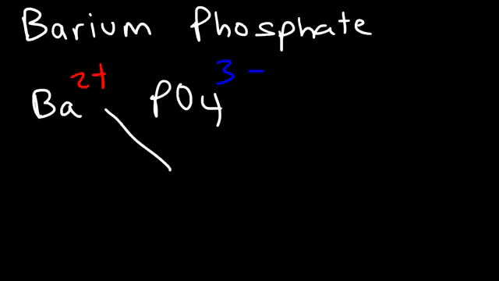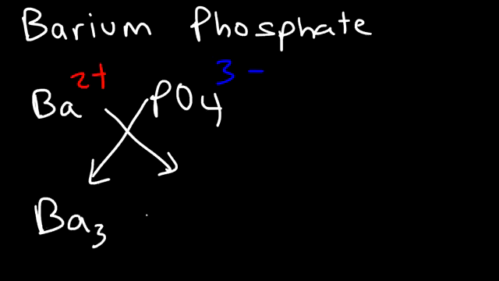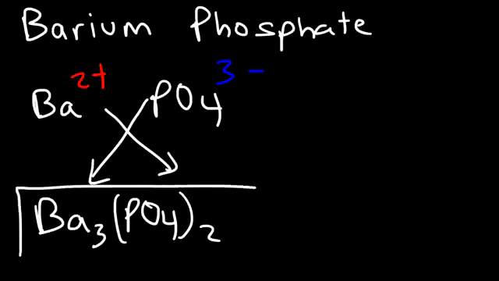Now using what some call the crisscross method, this is going to be Ba3PO4 times 2. But because we have multiple polyatomic ions, we need to enclose the PO4 ion in parentheses. And so that's how you can write the chemical formula for barium phosphate. So anytime you have multiple polyatomic ions, make sure you surround it in parentheses.